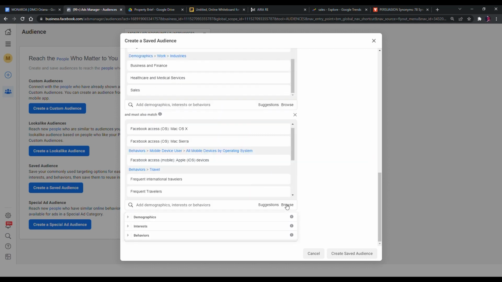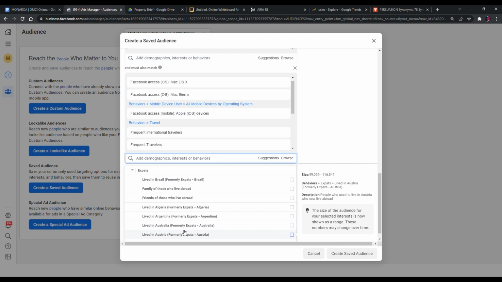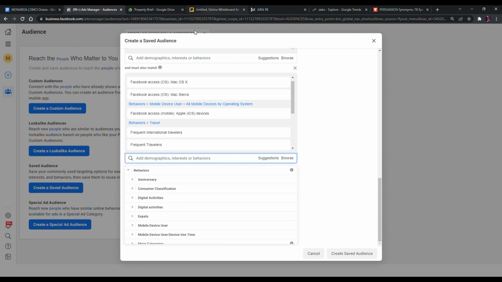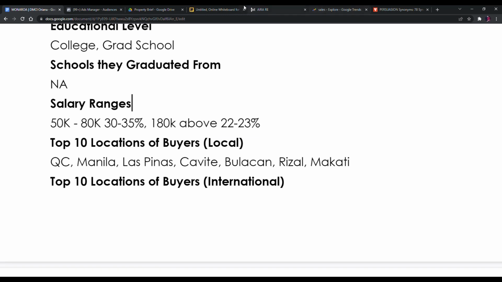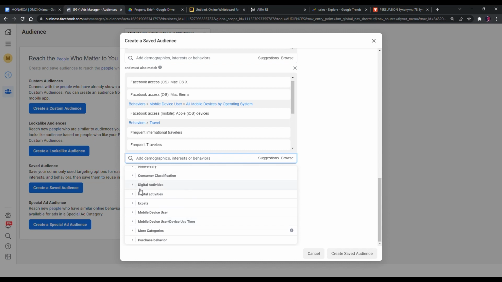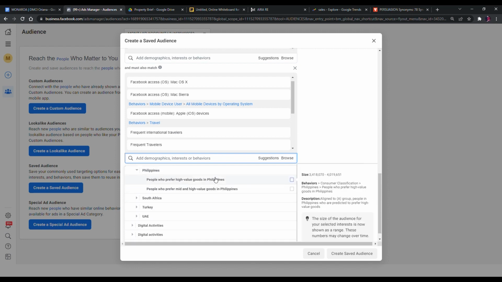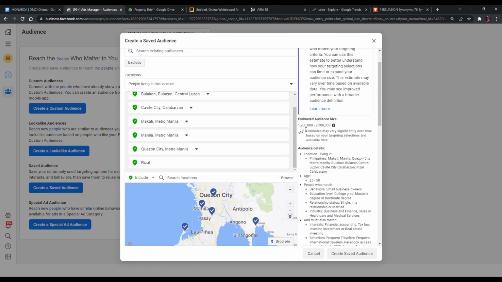One more thing that I still like to use is to go to behaviors again and click on expats. But since what we have here is mostly people who are local, we don't necessarily need to target expats. One more thing you can do is go to consumer classification, go to Philippines, and check people who prefer mid and high value goods in Philippines. You can check both of those, and as you can see, we're still hovering around a healthy amount.